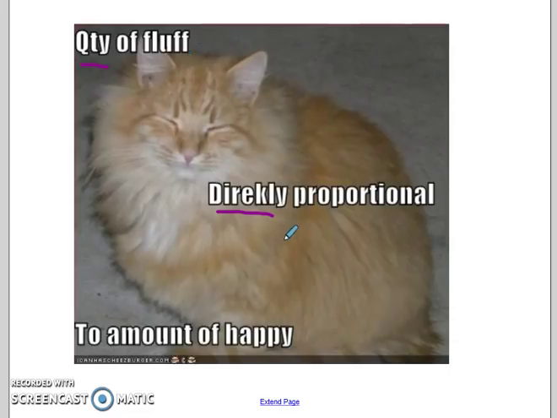Quantity of fluff is directly proportional, if I can speak, to amount of happiness. Yay. Because we all know more fluff means more happy. If a cat has 10 amounts of fluff, that means that you have 50 happy points. Well, if a cat has 20 amounts of fluff, that means you have 100 amounts of happiness. And are these two rates proportional? Well, since the fractions are equivalent, they are proportional.